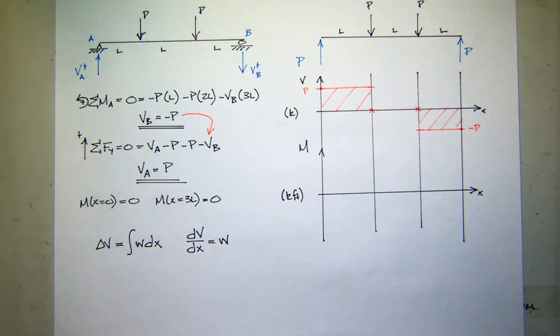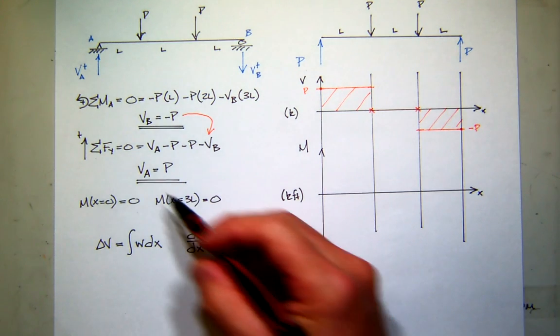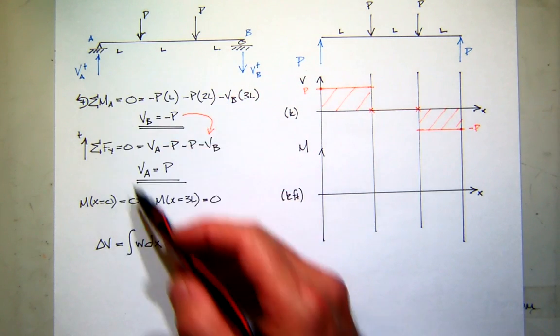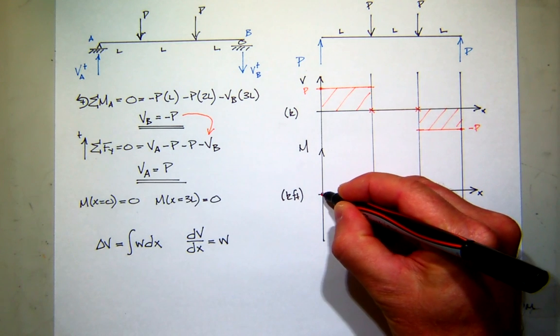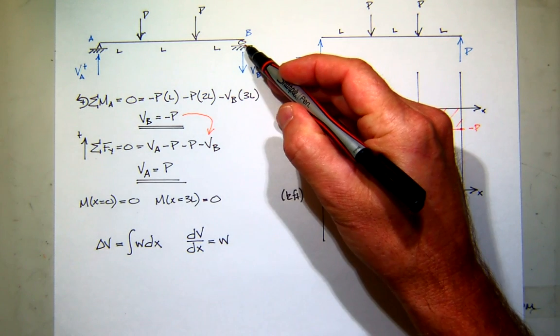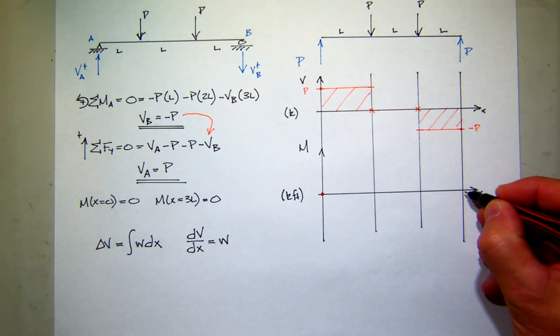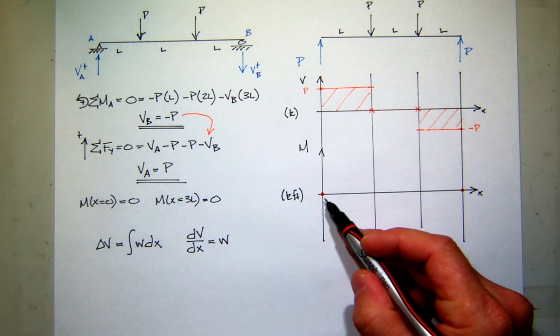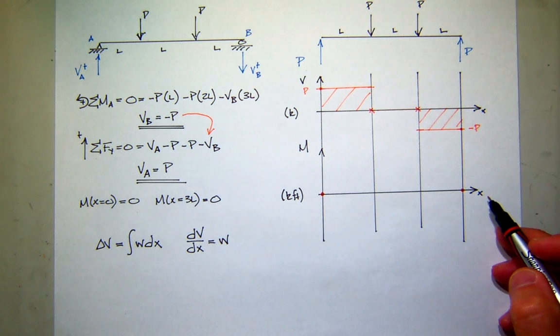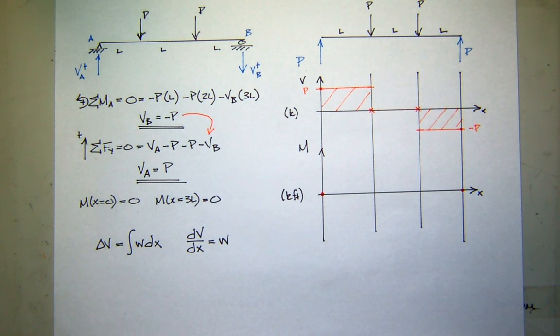Do I know the moment somewhere? What is the moment at the beginning of my beam? 0. What is the moment at the end of my beam? 0. So again, I know where I am. I know where I want to go. I just need to connect the dots.